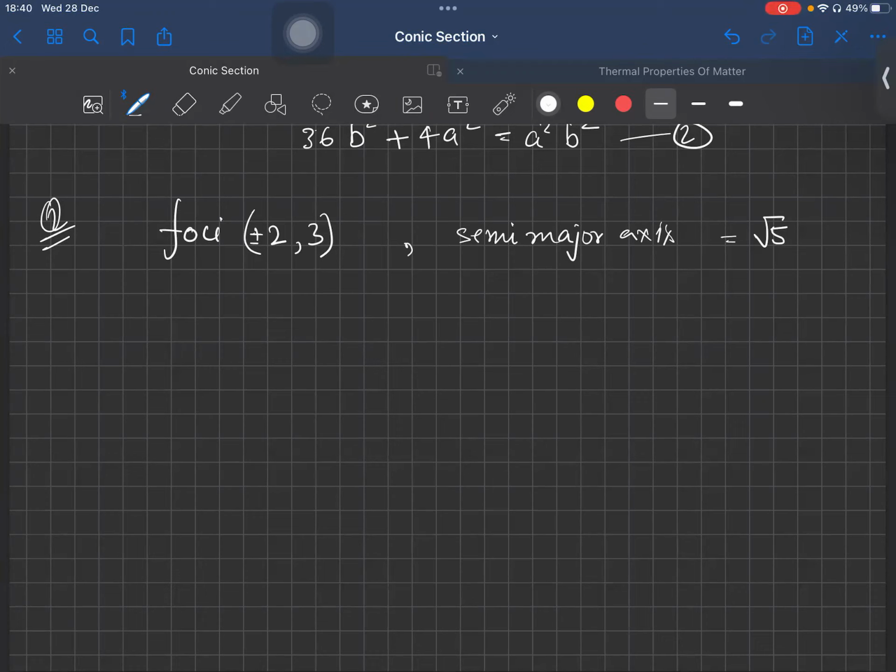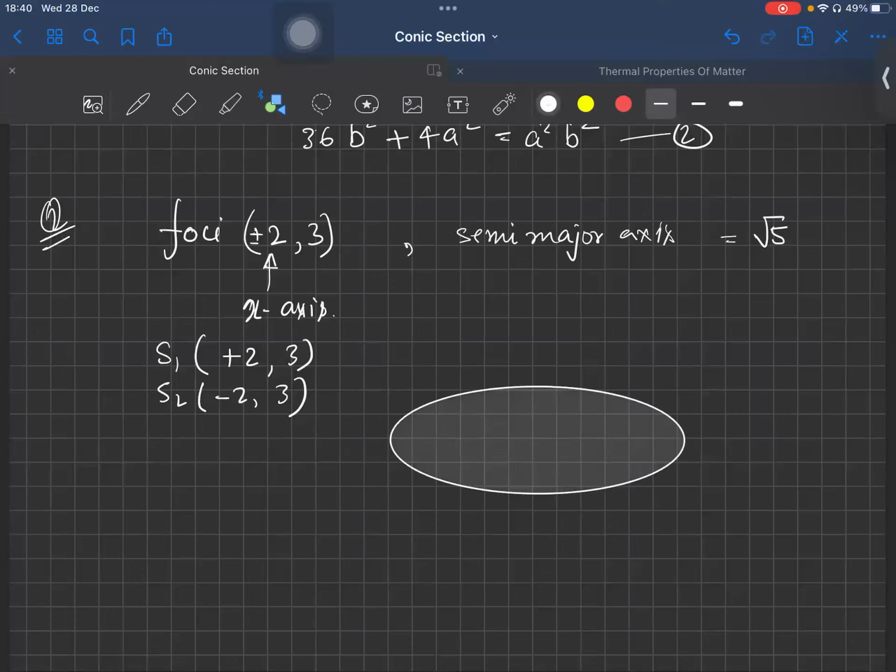Now see, the foci is given as plus or minus 2. That means the foci are on the x-axis, right? That means S1 is (2, 3) and S2 is (-2, 3). Okay, so the ellipse is like this. This is your S1. Oh, sorry, S2, this one, and this one is S1. Doesn't matter. The length of the semi-major axis is given. That means this length is given to you.